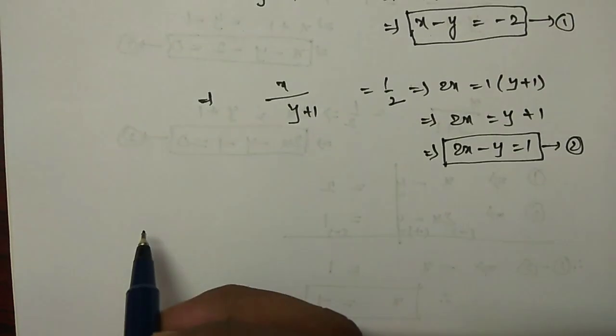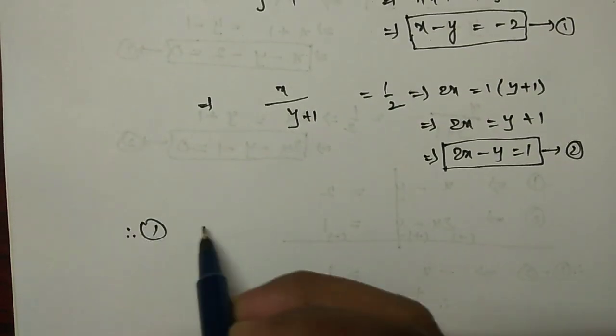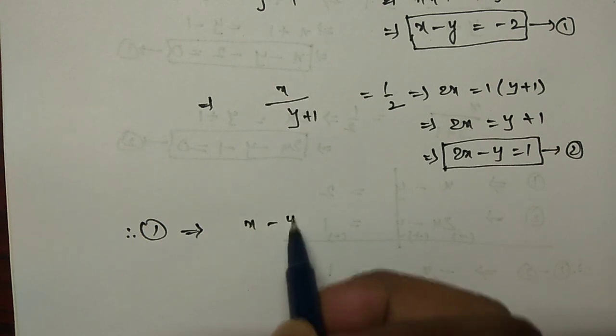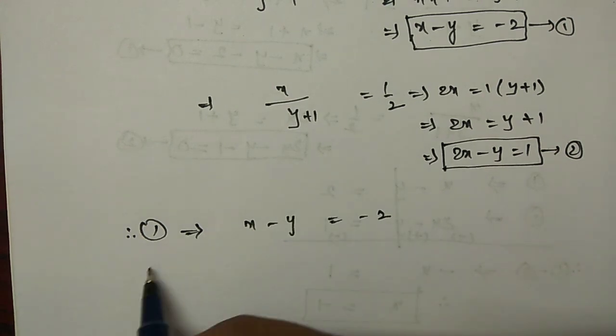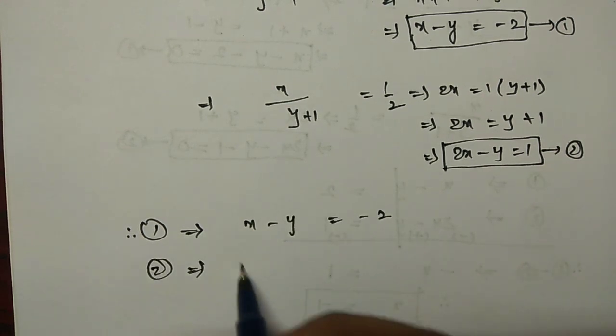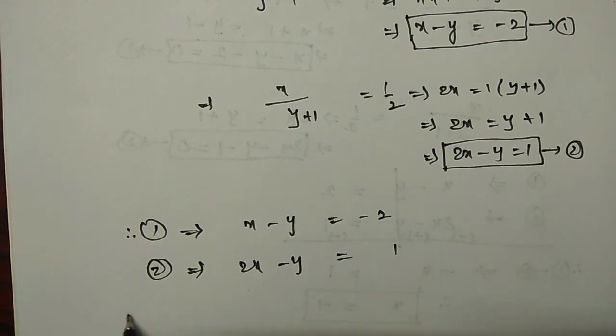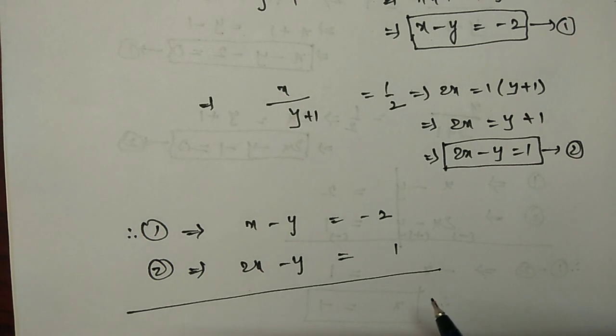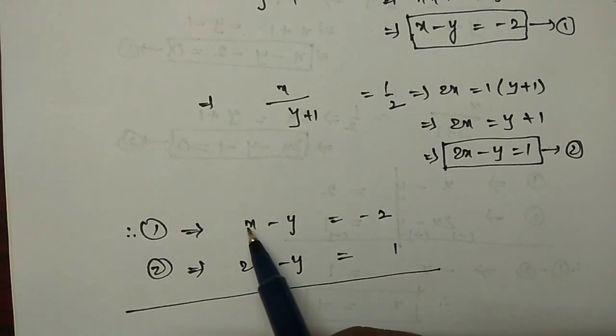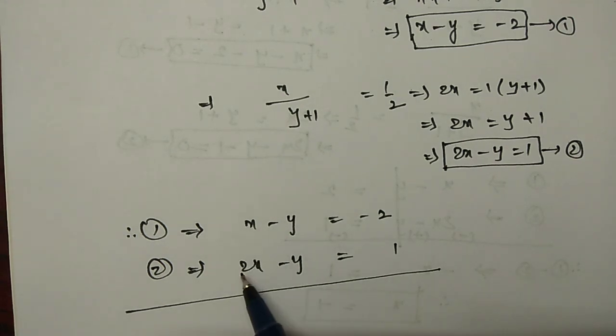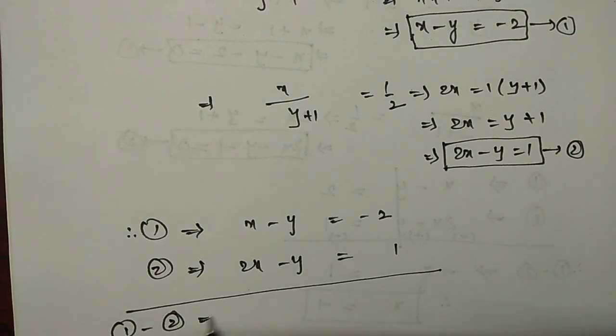Let us take the first equation: x minus y equal to minus 2. And the second equation is 2x minus y equal to 1. So using the elimination method, let us verify the x coefficients. The x coefficients are not the same, so verify the y coefficients. The y coefficients are the same with the same sign, so we should subtract these equations to eliminate y.